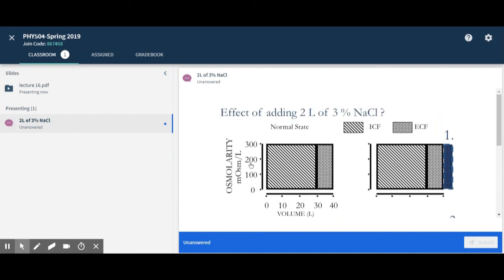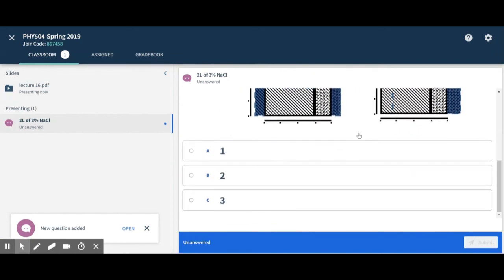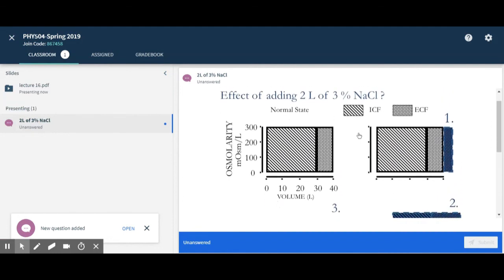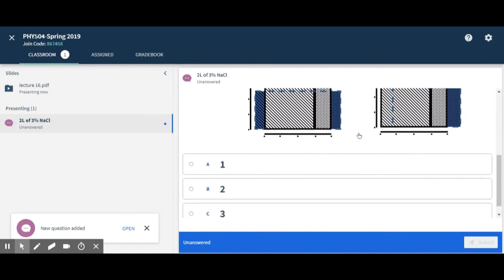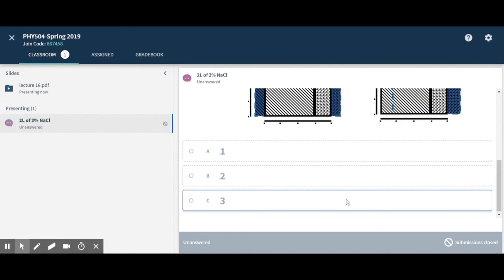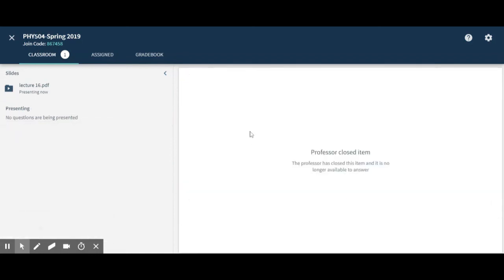Which one of these? 1, 2, or 3? It's a multiple choice question. 1, 2, or 3 would be a graphical representation of what you would expect to see by doing this infusion. Where does the fluid go based on what we just talked about? Okay, I'm going to stop you because most people are getting this one right, which is good. What's the answer? 2. 2 is the answer because, as we said, we gained a lot in the extracellular and we lost some in the intracellular, and the osmolarity went up.